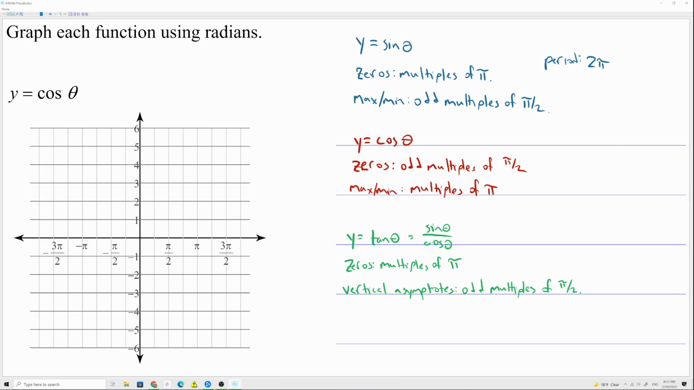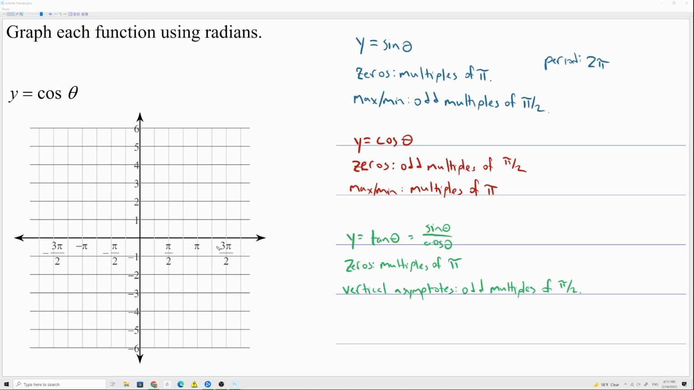cosine function. So here are the features of cosine, and again, you get these by knowing the unit circle really well. So the cosine of 0 is 1, the cosine of pi is negative 1, so the maximums and minimums occur at the multiples of pi. But what about the zeros? The cosine of pi over 2 is equal to 0, the cosine of 3 pi over 2 is equal to 0, and extrapolating, that means cosine has its zeros at the odd multiples of pi over 2.